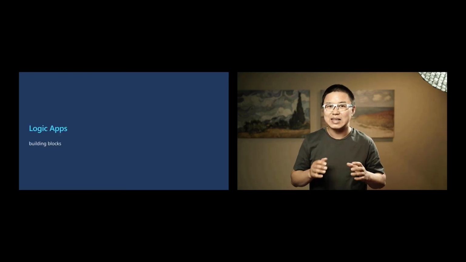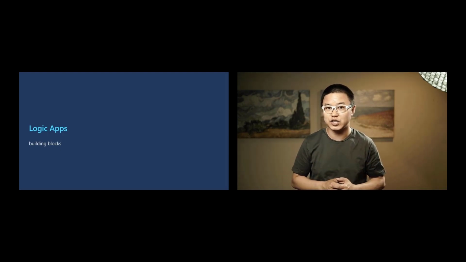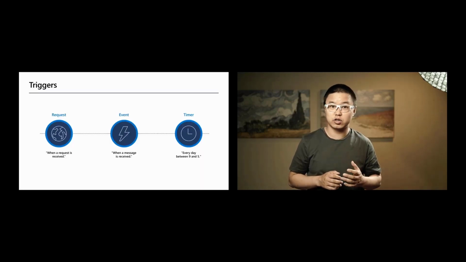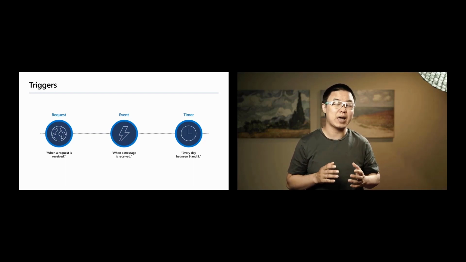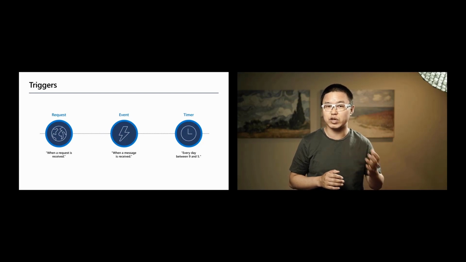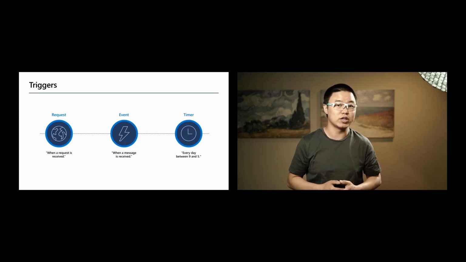So now, let's take a look at what are some of the basic building blocks for Logic Apps so you can start writing your own Logic Apps. Every workflow starts with a trigger. There are 3 kinds of triggers. Request, so that the Logic App can be invoked whenever a request is being sent to an endpoint. So Logic App itself surfaces as a RESTful API.